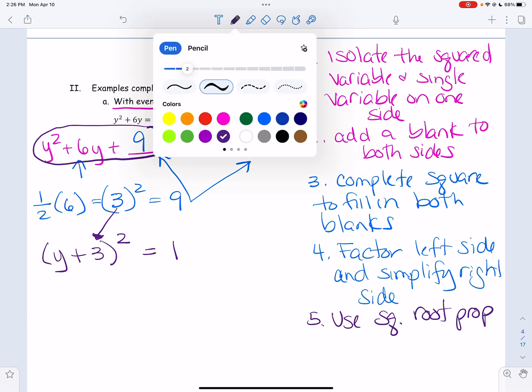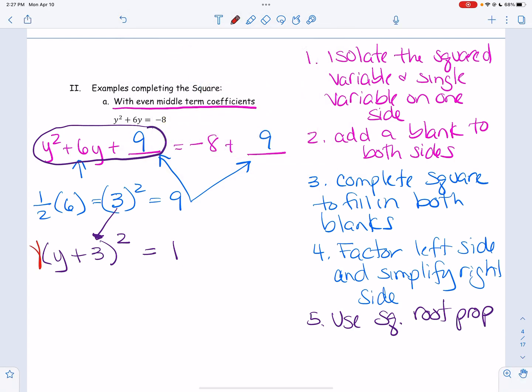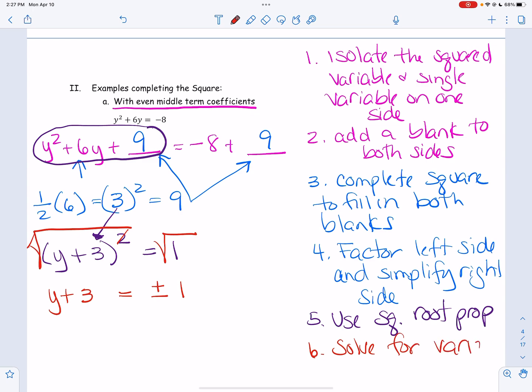So we're going to take the square root of the left and the square root of the right. Remember, this cancels each other out, and so now I have y plus 3 equals, as soon as you write the equal sign, you follow it with a plus or minus, and the square root of 1 is just 1. And then step 6, you're going to solve for the variable. So we subtract 3, we always put that in front of the plus or minus.